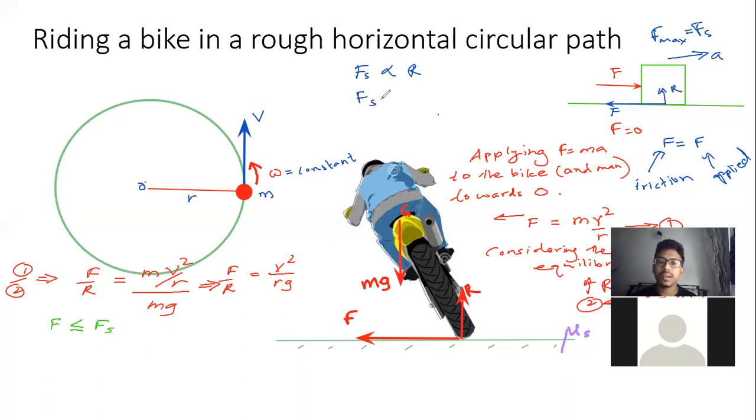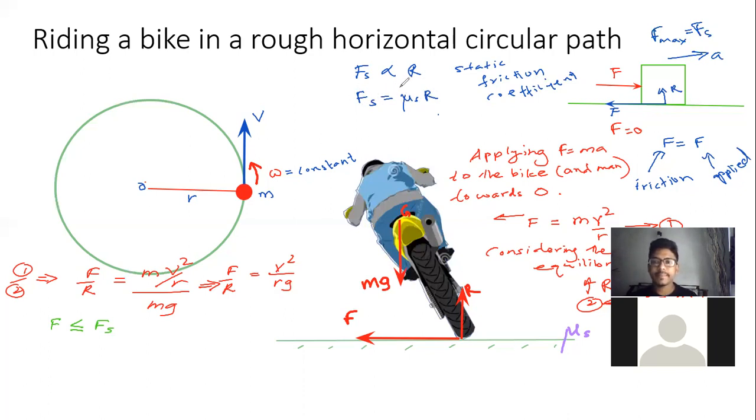So we can write Fs equals mu s R, where mu s is the static friction coefficient. Okay, so is that clear?